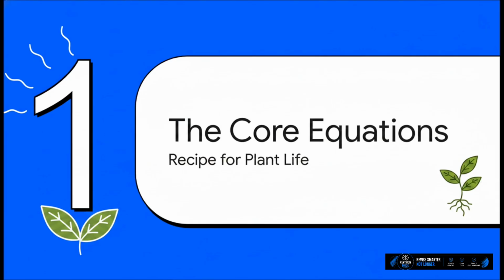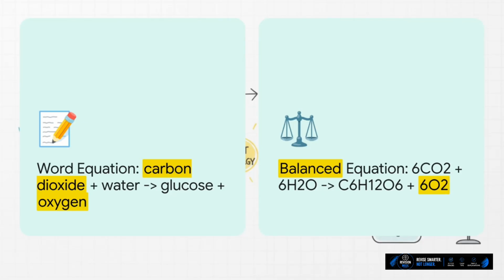All right, part one, the core equations, the recipe for plant life. At its most basic, everyday level, photosynthesis is just how plants make their own food using energy from light. The word equation is pretty straightforward, right? Carbon dioxide plus water, add some light, and you get glucose and oxygen. But the real magic, the thing you absolutely need to memorize, is the balanced symbol equation. It's 6CO2 plus 6H2O, which reacts to form C6H12O6 plus 6O2. When you're jotting this down from memory, those balancing sixes are absolutely crucial. It's the exact molecular recipe that makes plant life possible.